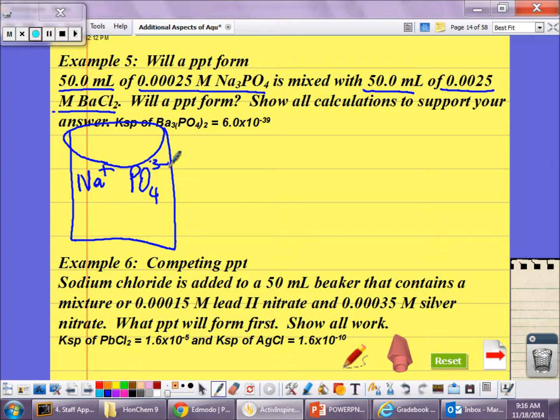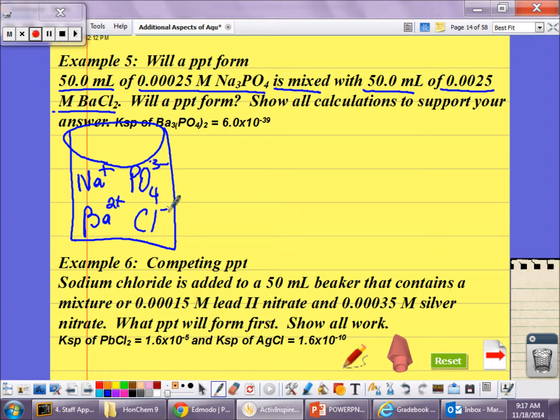When they say mixed with, you have to be extremely careful. I'm going to show you in a second. The other solution we have is barium chloride. By the solubility rules, barium chloride is soluble, so we will have Ba2 plus and Cl minus. Those are the ions we have in that beaker.